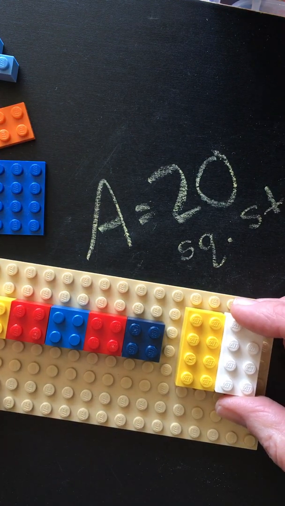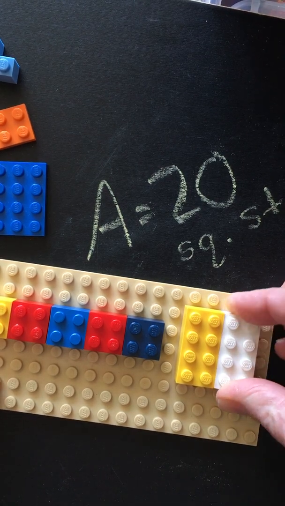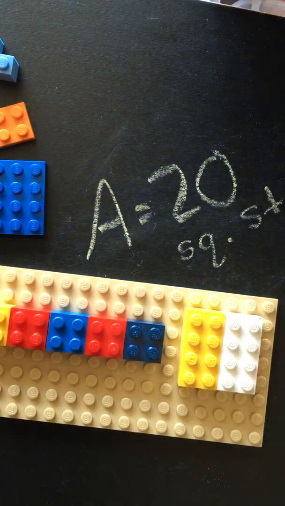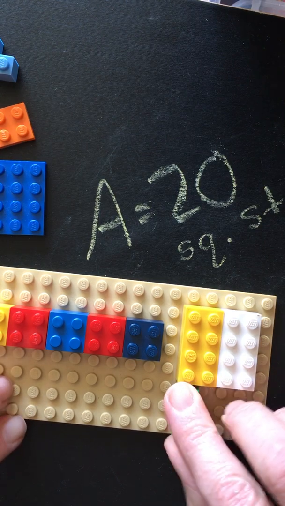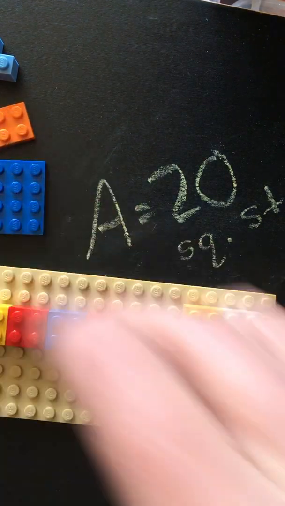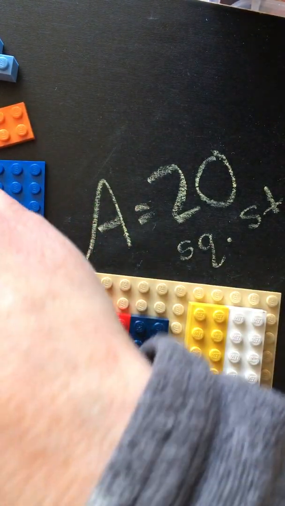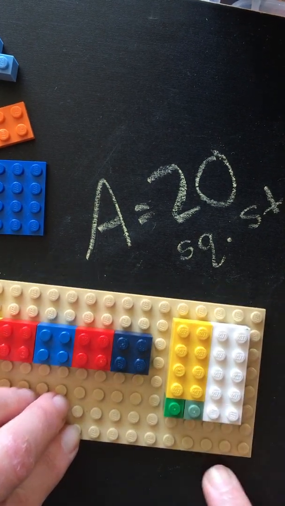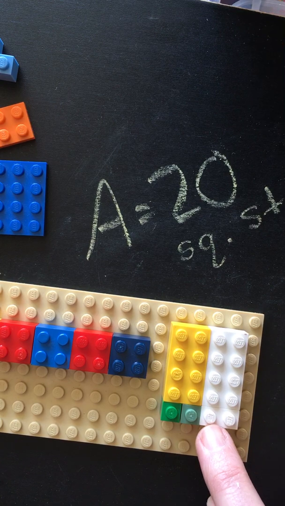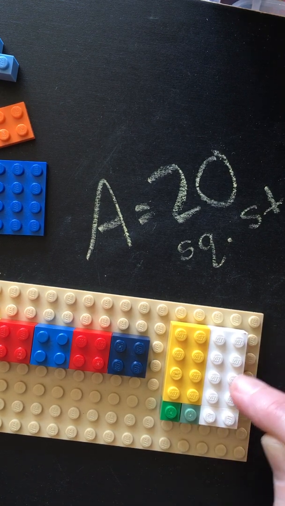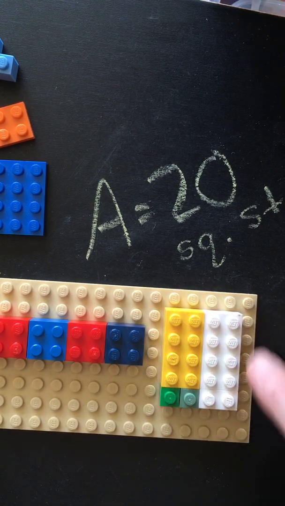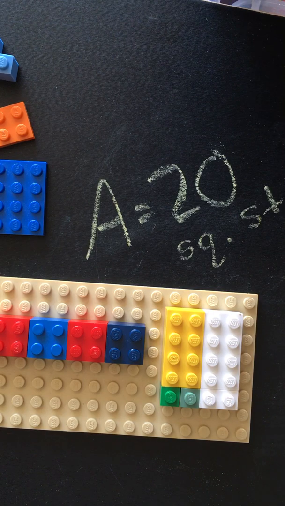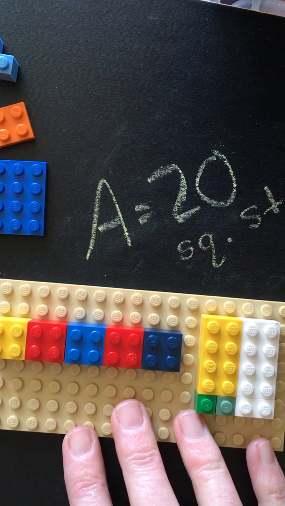4 times 2, 4 times 2. And then what if I did this? 1, 2, and then I did this. Let's see. I have 1, 2, 3, 4 times 1, 2, 3, 4, 5. That rectangle also has an area of 20 square studs.